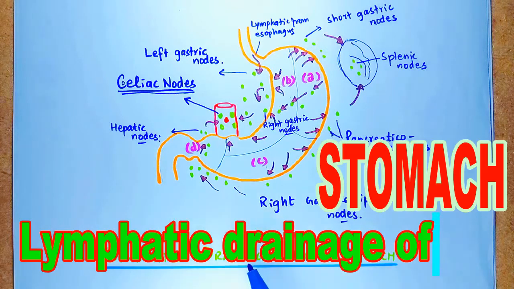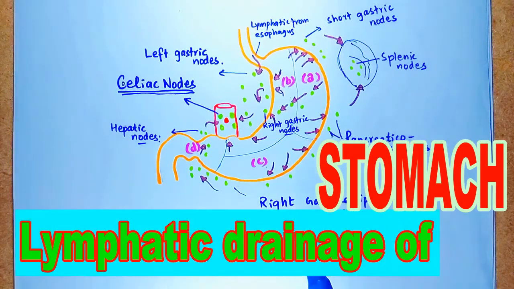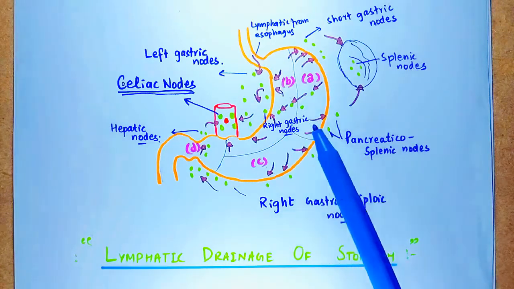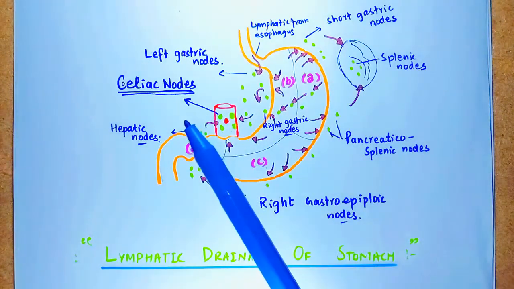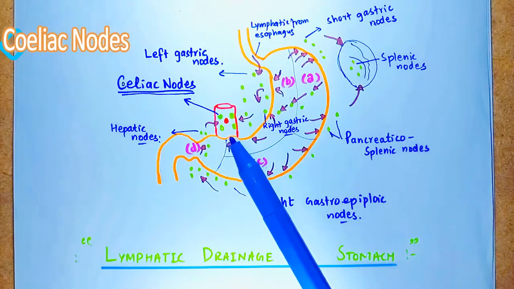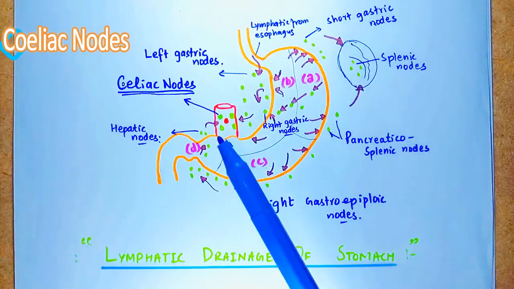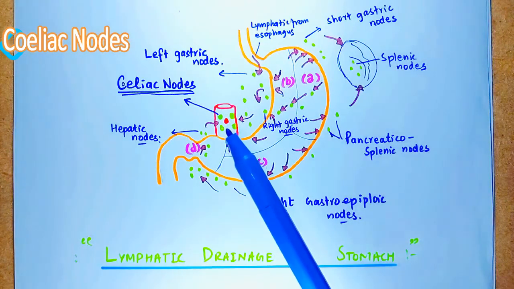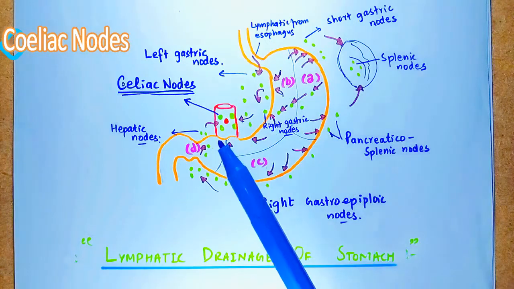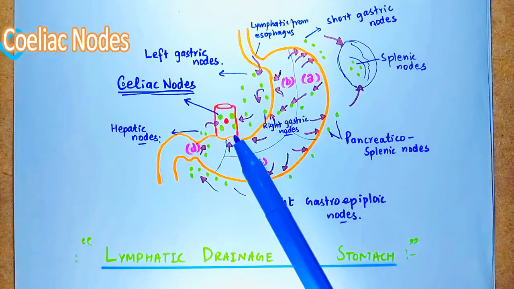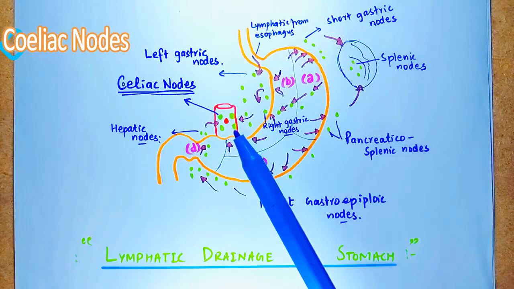Students, in this video I am going to discuss the lymphatic drainage of the stomach. I will tell you the lymph nodes that drain all areas of the stomach and ultimately drain the lymph to the celiac nodes. Celiac nodes are present around the root of the celiac artery on the posterior abdominal wall. All the lymph from the stomach eventually passes to the celiac nodes. From here it passes through the intestinal lymph trunk to reach the cisterna chyli.